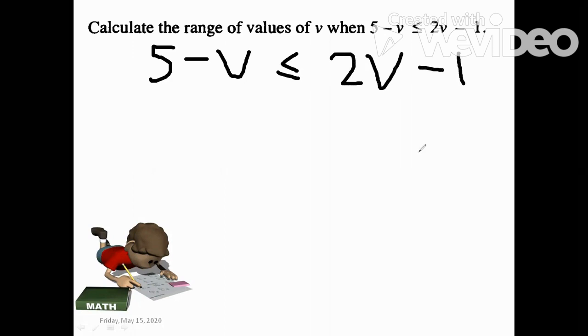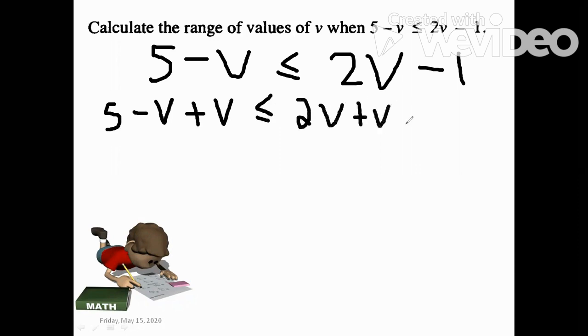All right, so what we need to do is group all the v's. Just by looking at this, I would want my v to be on the right and the numbers on the left. So I'm going to try to get rid of this negative v by adding v to the left and also v to the right. So I'm going to have 5 subtract v plus v less than or equal to 2v plus v subtract 1. Now minus v plus v will give us 0.